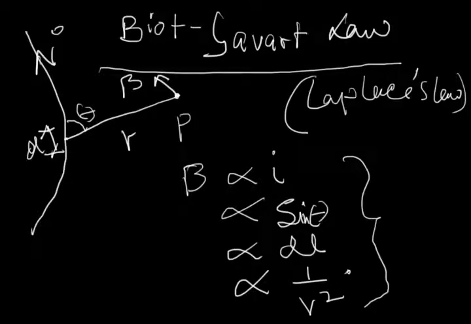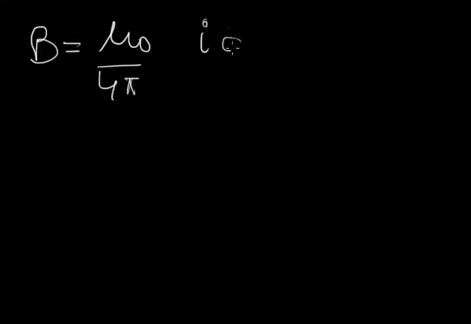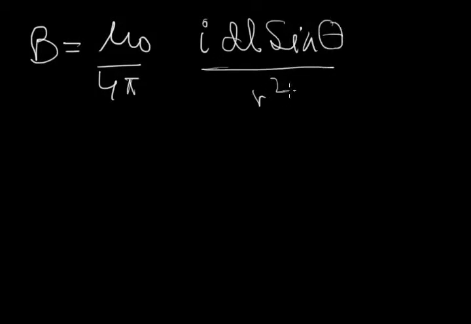Now this variation of B, when we put it in the SI unit, B, as we can write with a constant here, is mu naught by 4 pi, I del L sin theta by r square. This is given by a unit, the field unit in SI, which we call the Tesla.